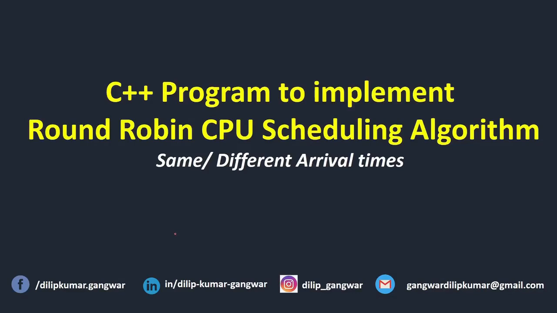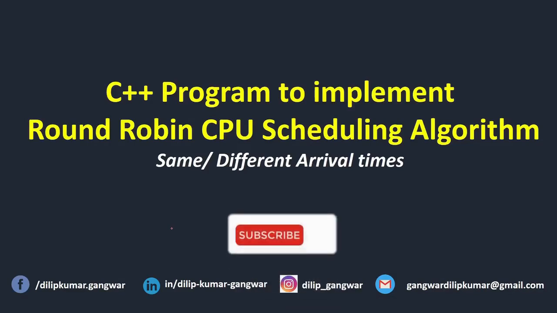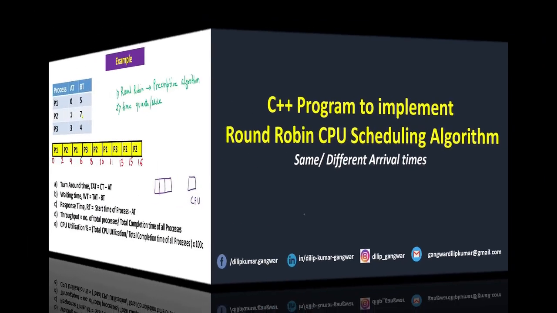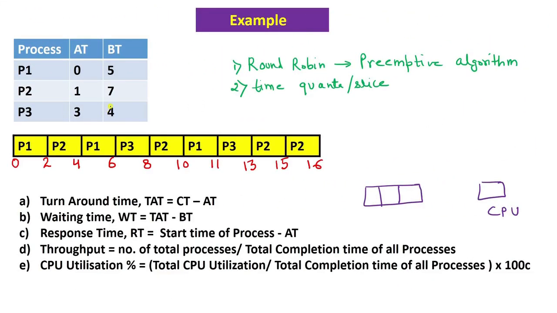Hello everyone. In this video, we are going to see how we can implement the round-robin CPU scheduling algorithm using a C++ program. And we will see that this program will work for the same or different arrival times. That means if the processes arrive at the same time or at different times, the program will work on both types of examples. So let's start. Here you can see we have taken an example to understand our round-robin algorithm.